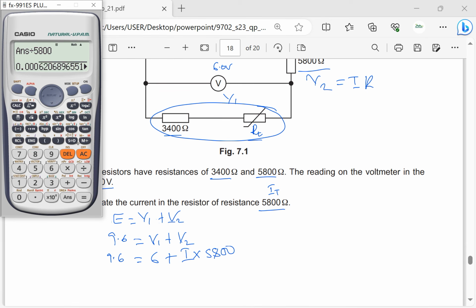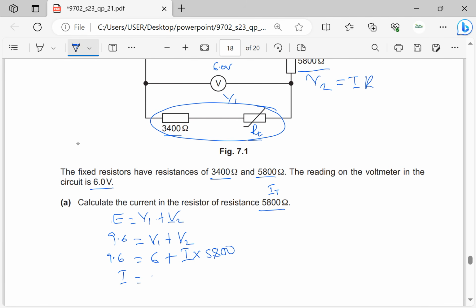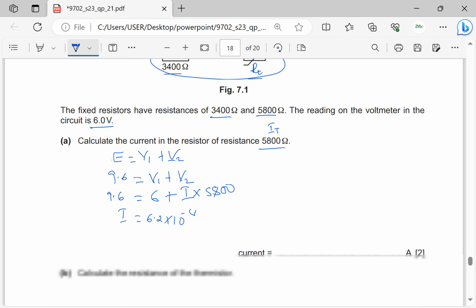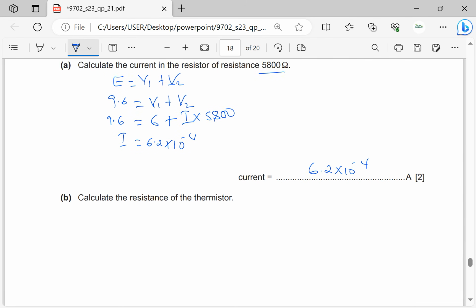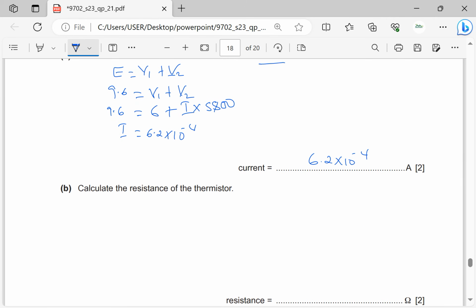So that gives me 6.2 times 10 power minus 4. So I is equal to 6.2 times 10 power minus 4. So this is 6.2 times 10 power minus 4. Calculate the resistance of the thermistor.